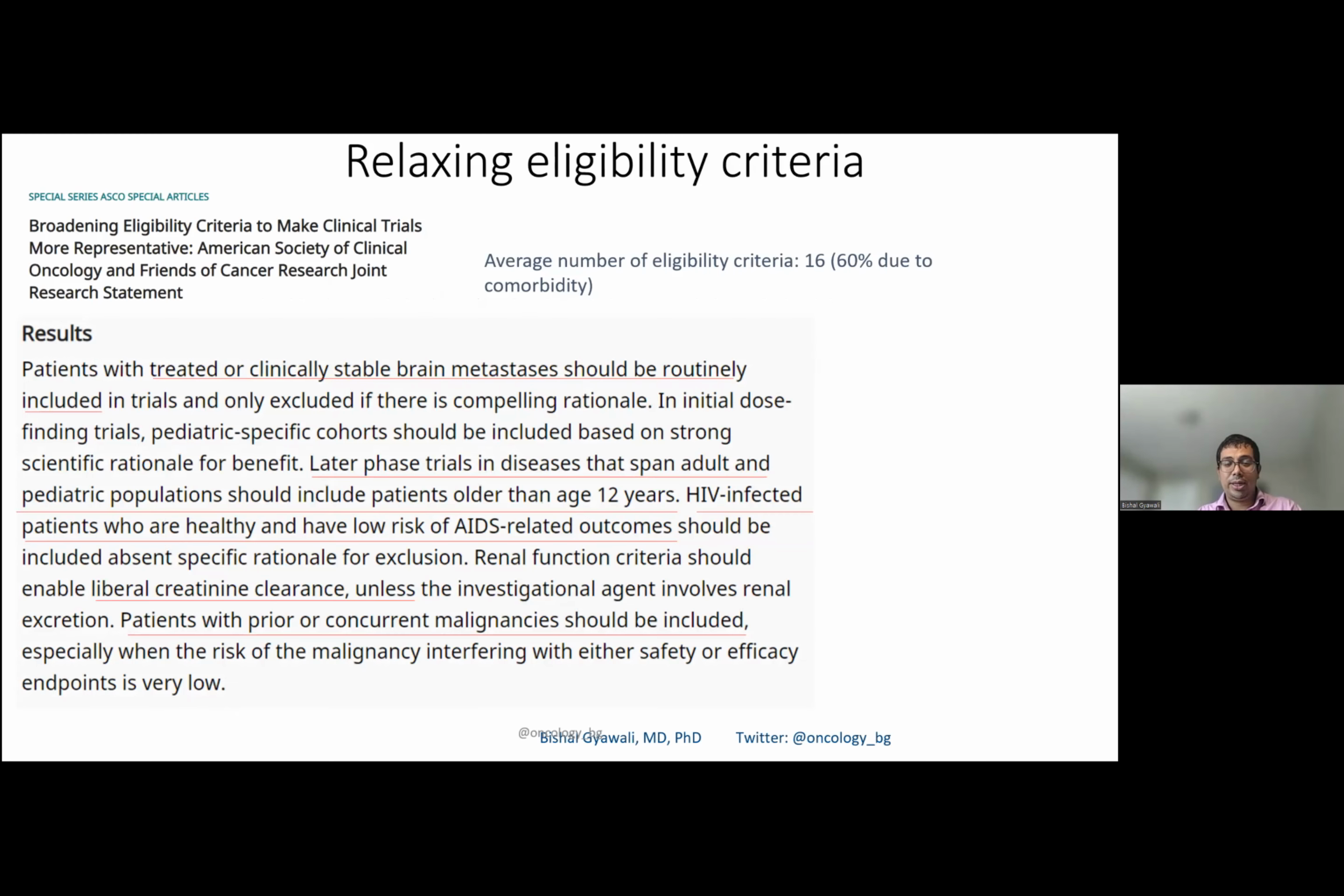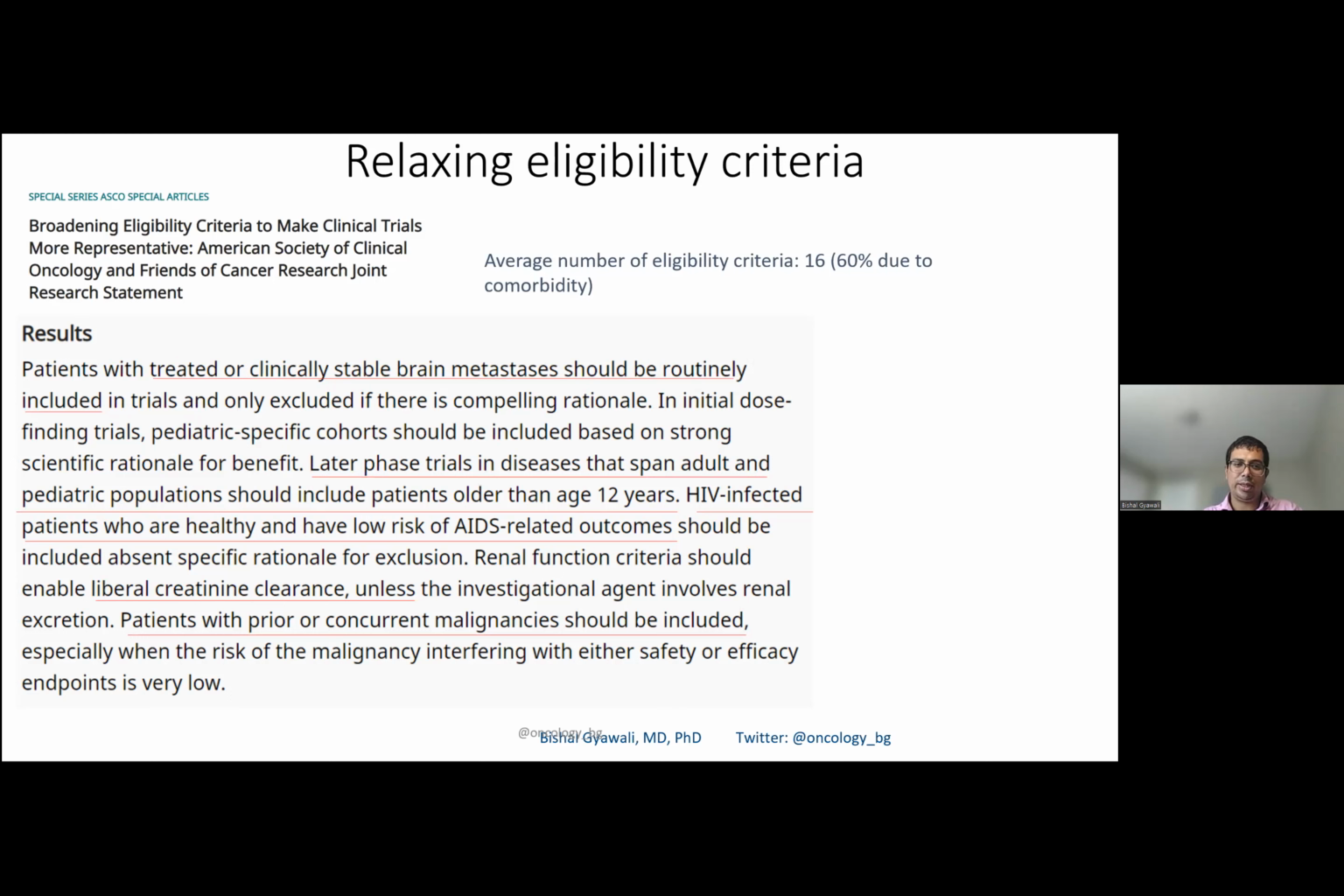So actually, cancer drug trials are getting very complex. The average number of eligibility criteria is 16, and 60% of them are related to comorbidities. So we are excluding many patients. We are including only very selected patients, and there have been some efforts to rectify that. ASCO and FDA worked on a recommendation, and one of their recommendations is that patients with stable brain metastasis should not be routinely excluded from the clinical trials.